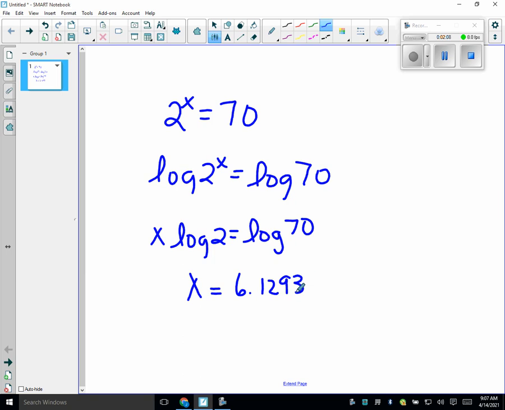How confused on that? Did you type in log 70 divided by log 2? Oh, no, I just did 70 divided by 2 in the one log. Okay. Okay, yeah, that makes more sense. All right, does that make sense?